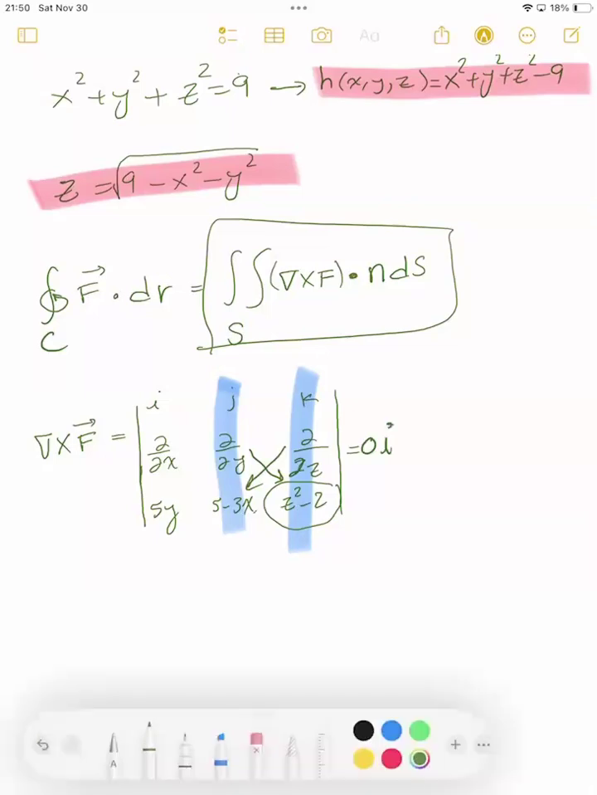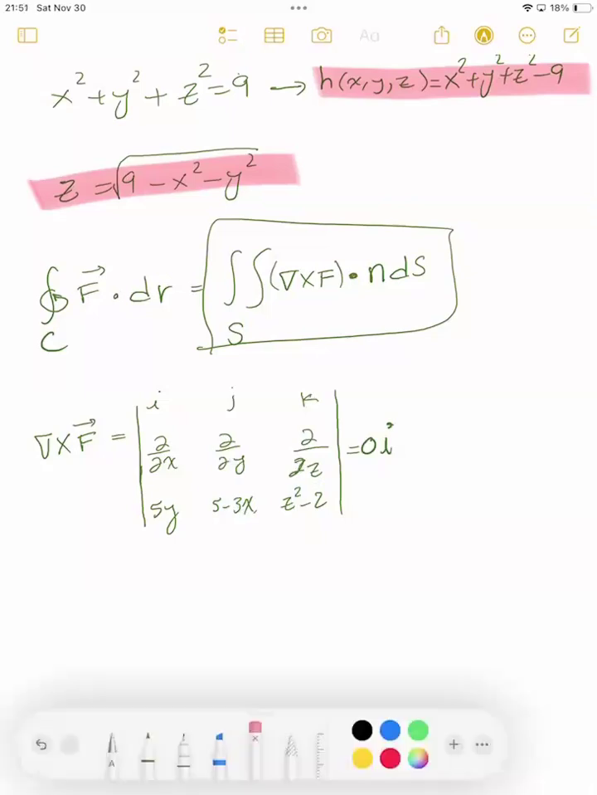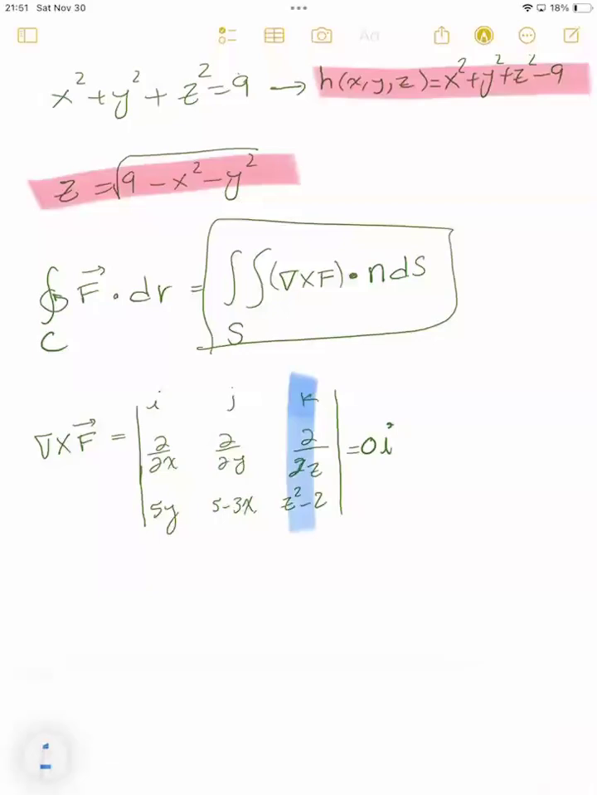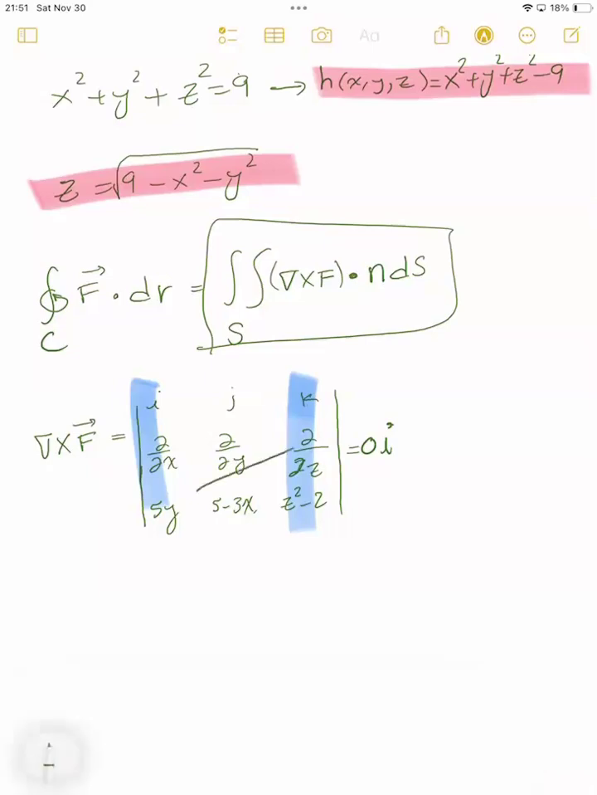Then I'm going to find the j component. To find the j component, we are going to look at these two columns. So we go this way first. We find the partial of 5y with respect to z, which is 0. Then you put a minus sign, then go this way. Partial of z squared minus 2 with respect to x, which is also 0. So that's why we get 0j.